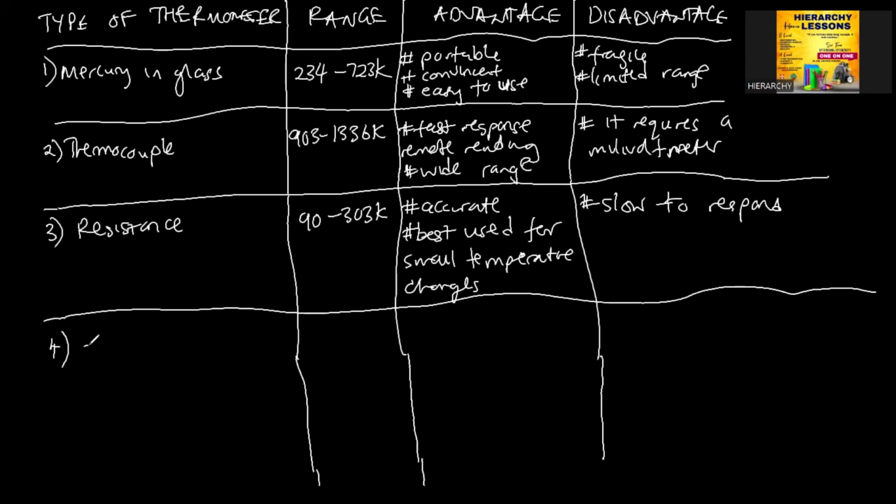So the last one is the constant volume gas thermometer. What's the range of the constant volume gas? This is below 90 kelvins. The advantage is that it is accurate. Constant volume gas is accurate, and it has a wide range.